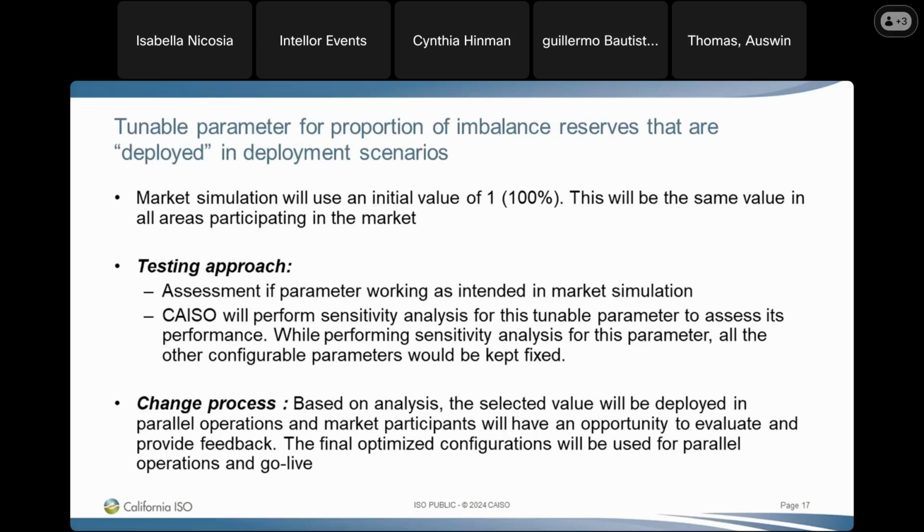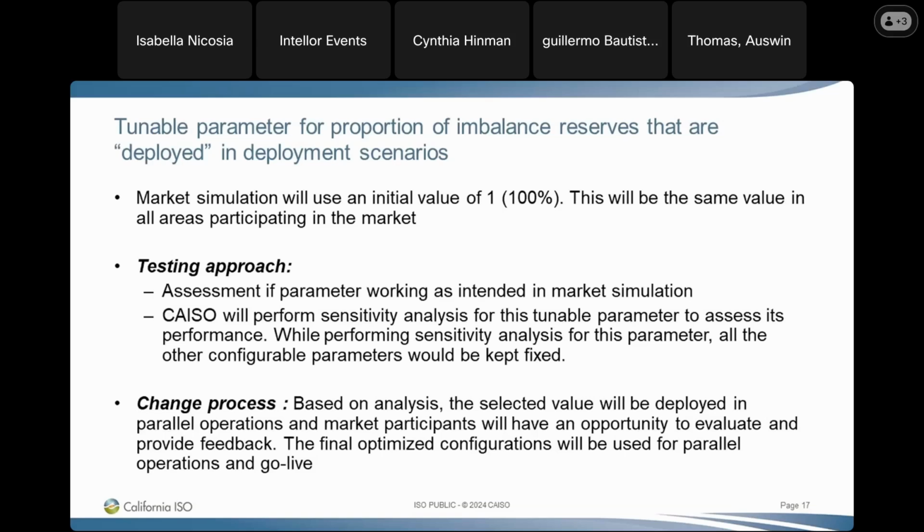The question I had is really a basic one, and I'm hoping you can answer it. But the deployment scenario, the way it's described here, is entirely a supply side deployment. So it's just ensuring that whatever you do procure in the market process, you can deploy. But what about the demand side of that?